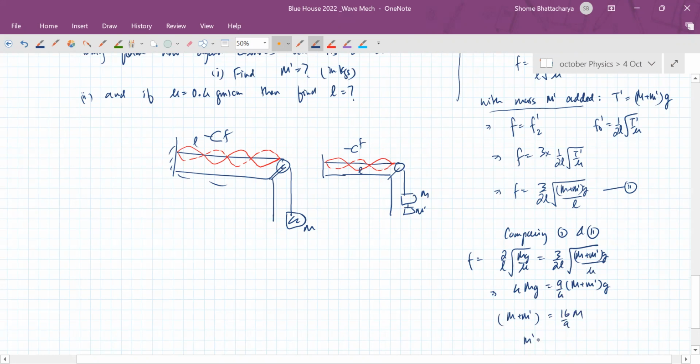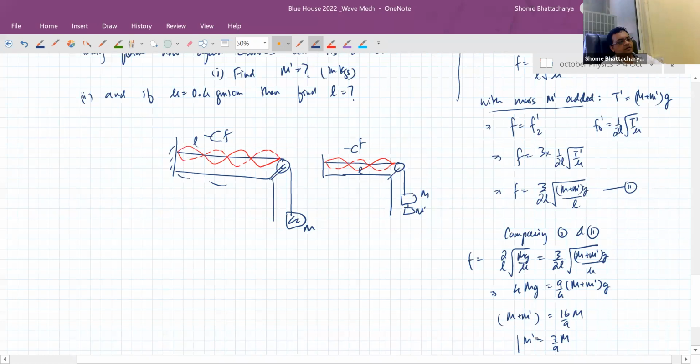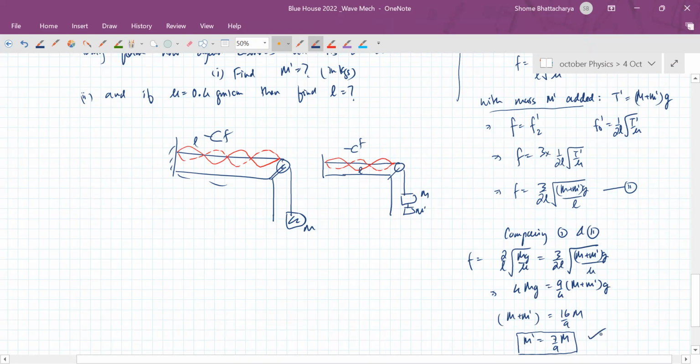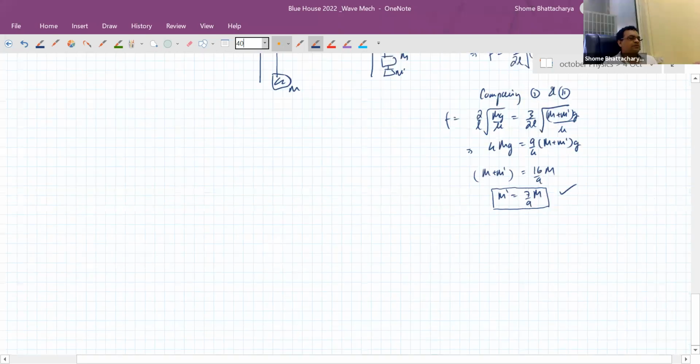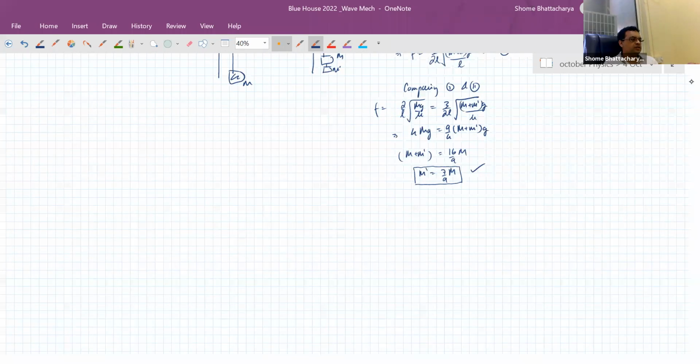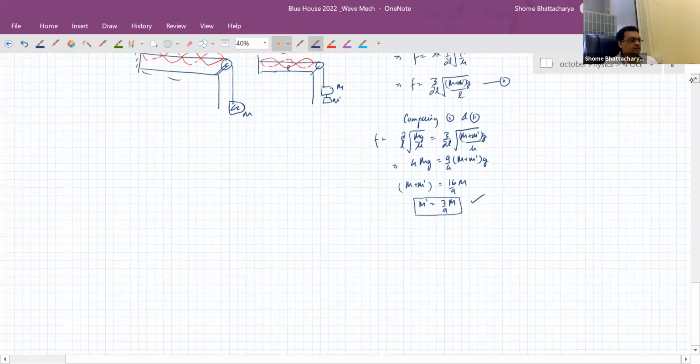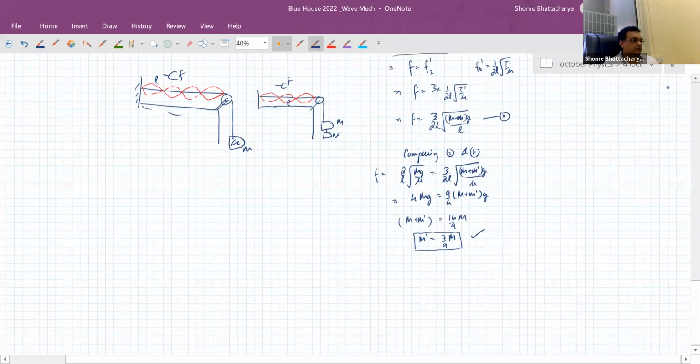is equal to 16 mg by 9. So m prime should become 16 by 9 minus 1, so that is 7 by 9. Is that correct? Yes, sir. This is the mass we have to add. Okay, good. As you can see, for this part, we didn't even need to know the frequency, the linear mass density, and all that. We just need to know this relationship.